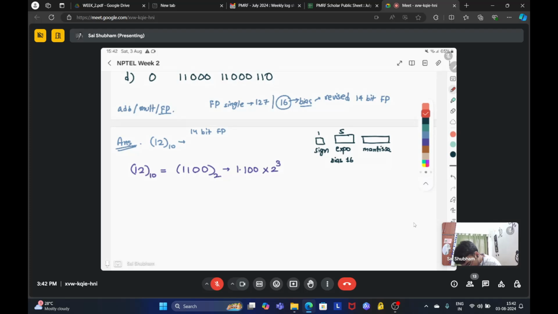So in single precision, this is your mantissa, this is your exponent, and what you will do is take 3 plus you will add the 127 bias. So 130 will be the exponent you will be using in your representation.